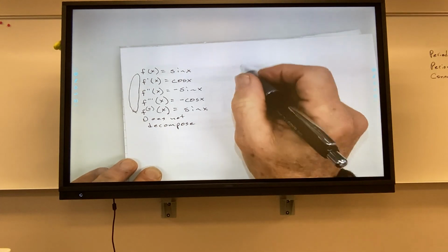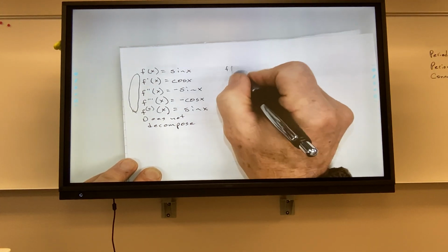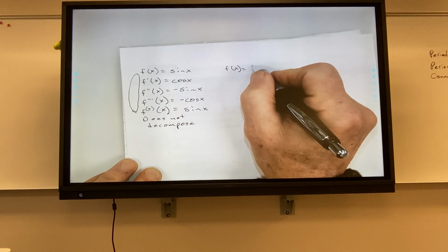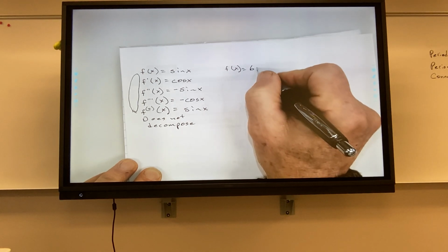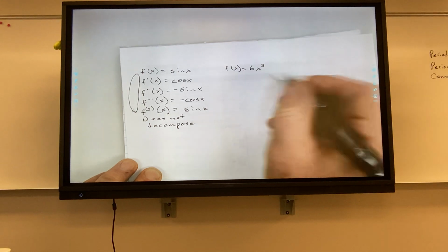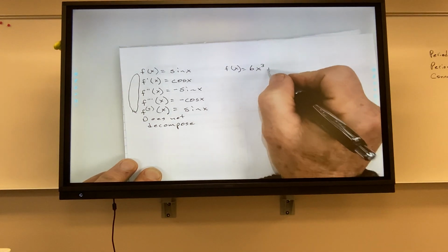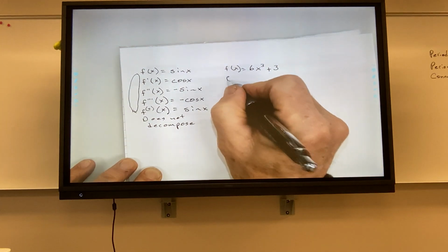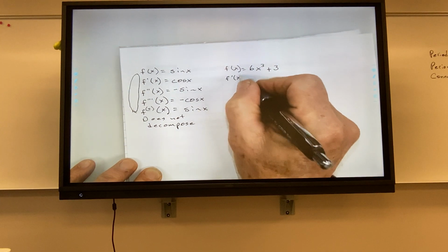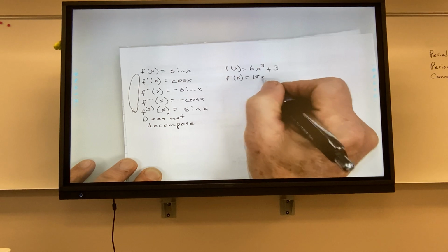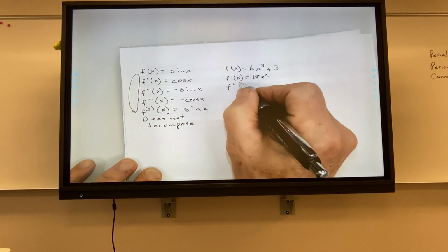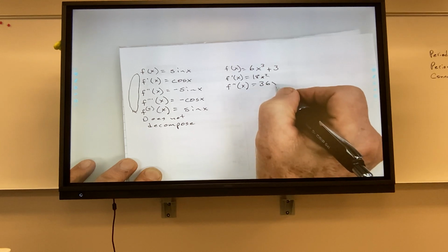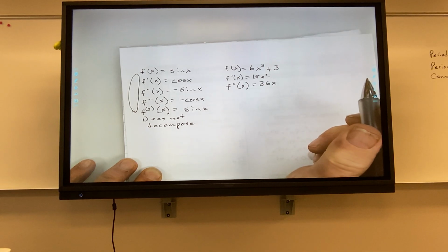If I had something like this, f of x equals, let's go 6x to the third. Is that okay, Owen? And I'll put a +3 here. What is the first derivative? 18x squared. What's the second derivative? 36x. Just like that? Yeah.